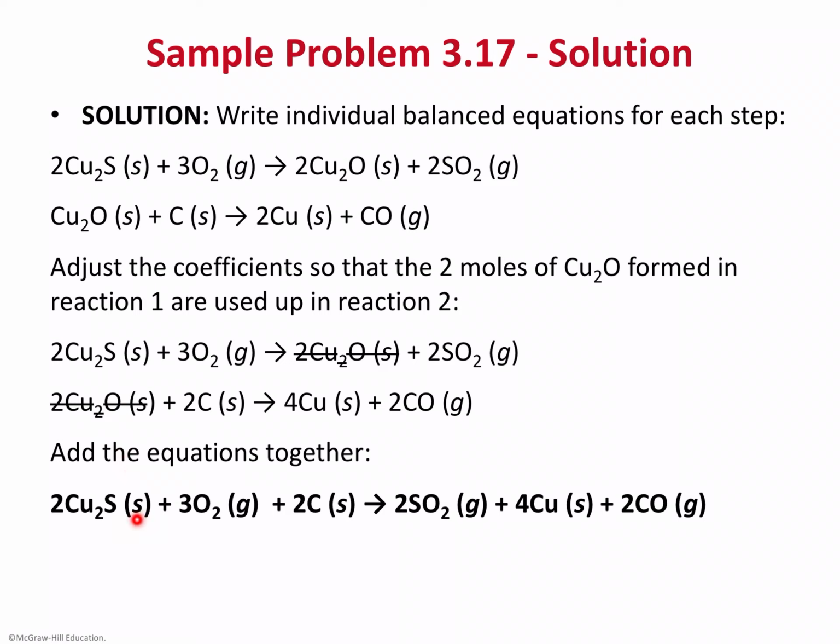So the overall reaction would be 2 copper sulfide, 3 oxygen from the first reaction and then 2 carbon from the second one, giving us 2 sulfur dioxide, 4 copper, 2 carbon monoxide. If the same reactants or products happen to be on the same side when we are adding like that, you can add them together instead of cancelling. But here they happened to be on opposite sides, so you can cancel them. Okay, that's how you write an overall reaction if it involves more than one reaction to get the final reaction.